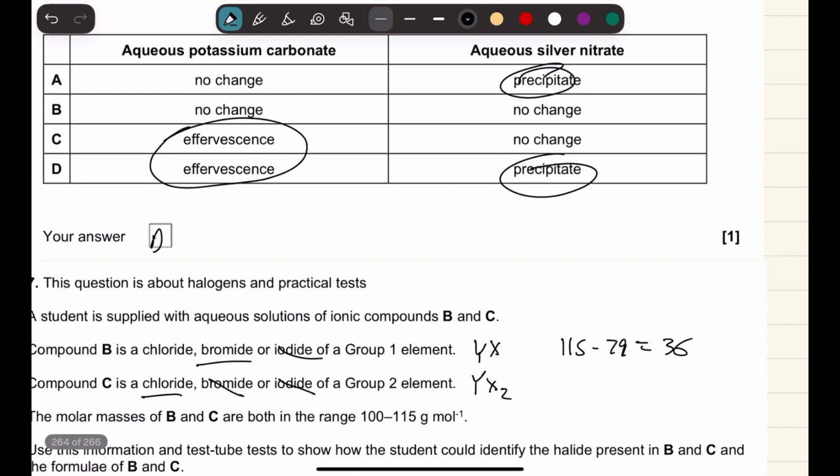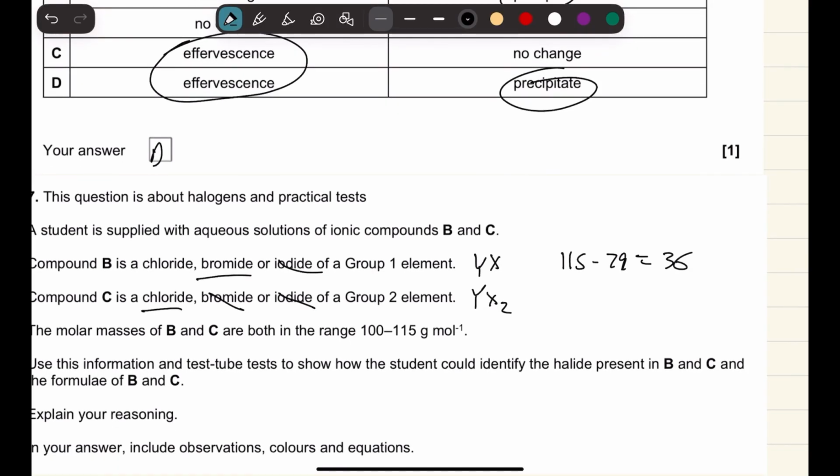Though sodium I believe is 23, but it would probably get you in the range if you went a bit lower. So say if you went on 100, take away 79, you get 21. So you're in the range between 21 to 36, and then you can see within that range, you're going to have sodium.